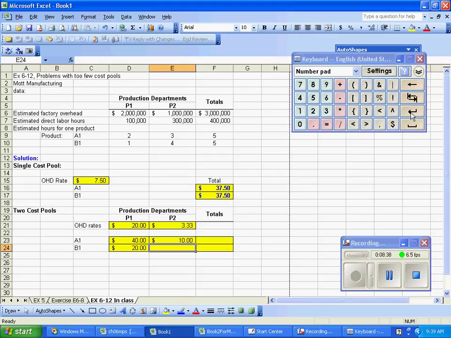For B, it's going to be equal to 3.33 times 4 hours. So the total amount of overhead that's applied to Product 1 is $50, and the total amount applied to Product 2 is $33.33. Okay, let me just show you something. It might help you understand what's going on here.